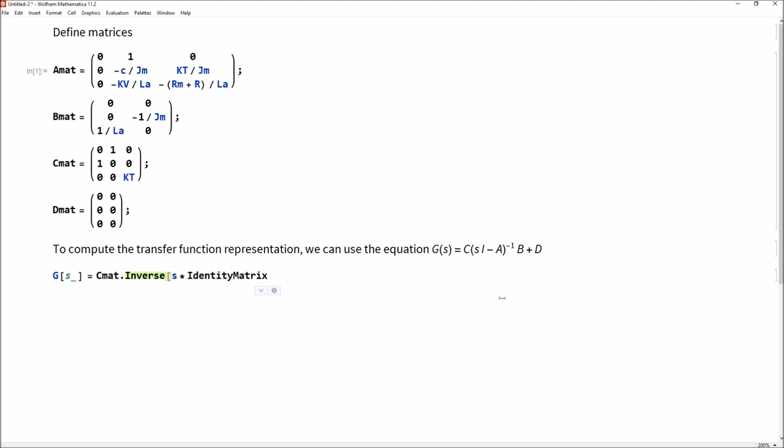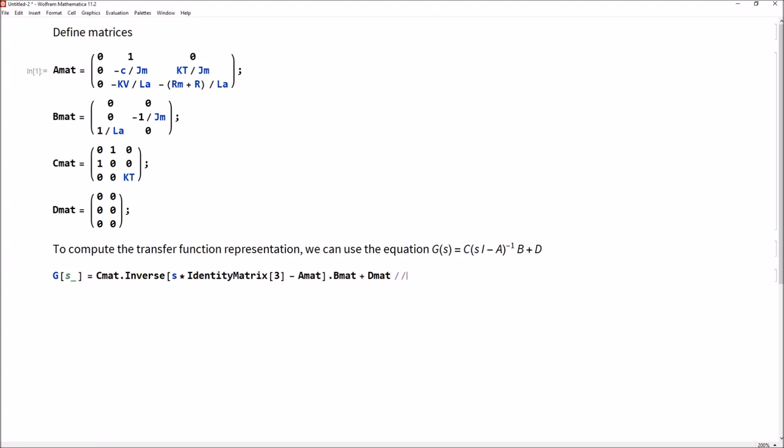Mathematica's got a real nice identity matrix. This has to be a 3x3 identity matrix, right? So there's the sI minus A, there, inverse. Then I need to matrix multiply with B, and then I just need to add the D. Like there, there you go. That is what it is.